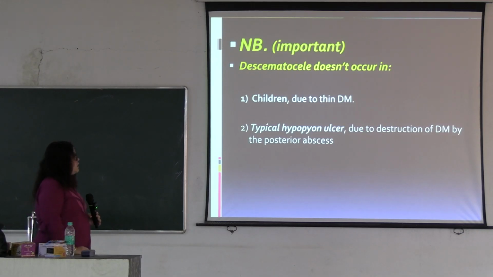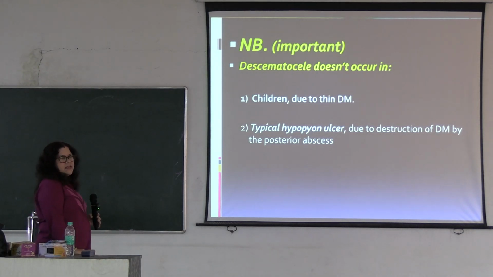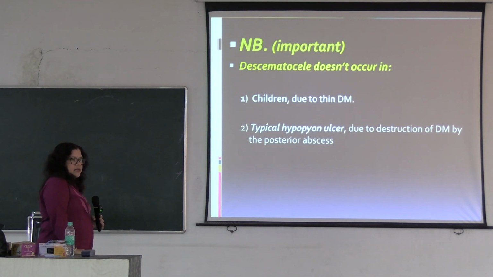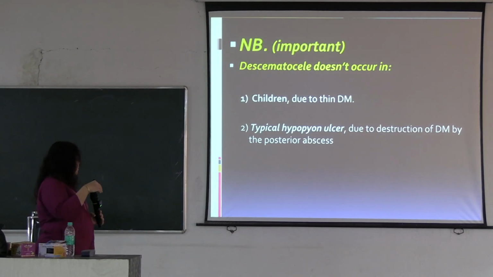Then descemetocele doesn't occur in children because in children Descemet's membrane is very thin, and when an ulcer occurs in children, this Descemet's membrane is also destroyed. In a typical hypopyon corneal ulcer and abscess, it affects the deeper layer of the cornea. So there is no formation of descemetocele in children.